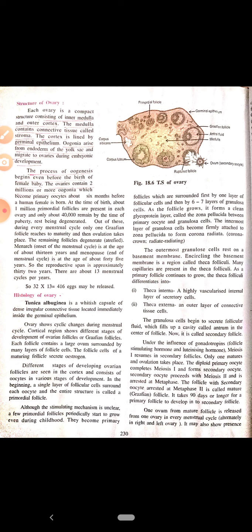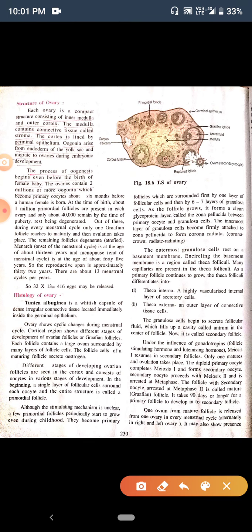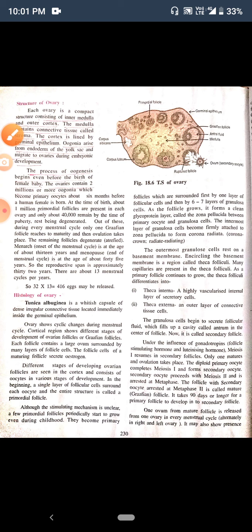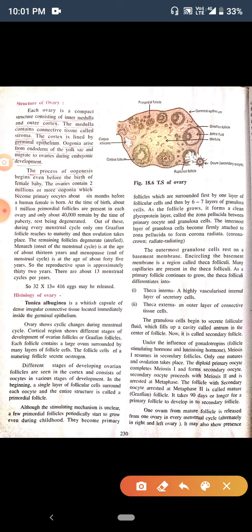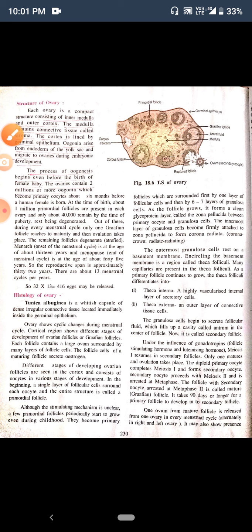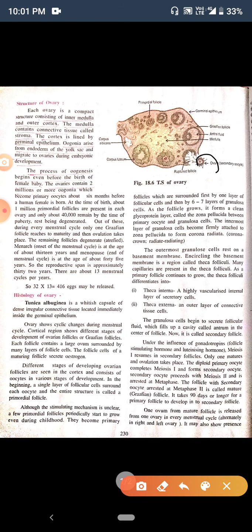See, the cortical region shows the different stages of development of ovarian follicle or Graafian follicle. Here if you see, there are cyclic changes of Graafian follicle or ovarian follicle. Here you can see from primordial follicle till the mature follicle, different stages of ovarian follicle. Each follicle contains a large ovum. Here you can see this is ovum, but it is a released ovum.